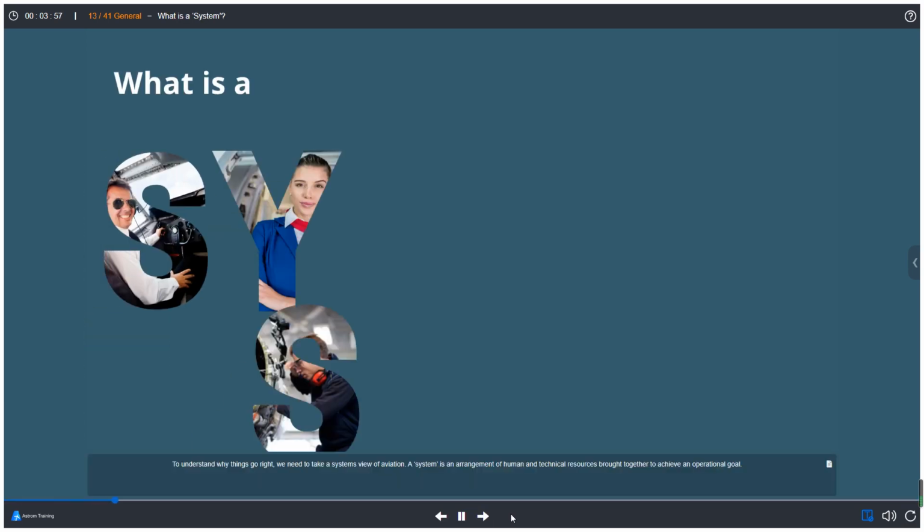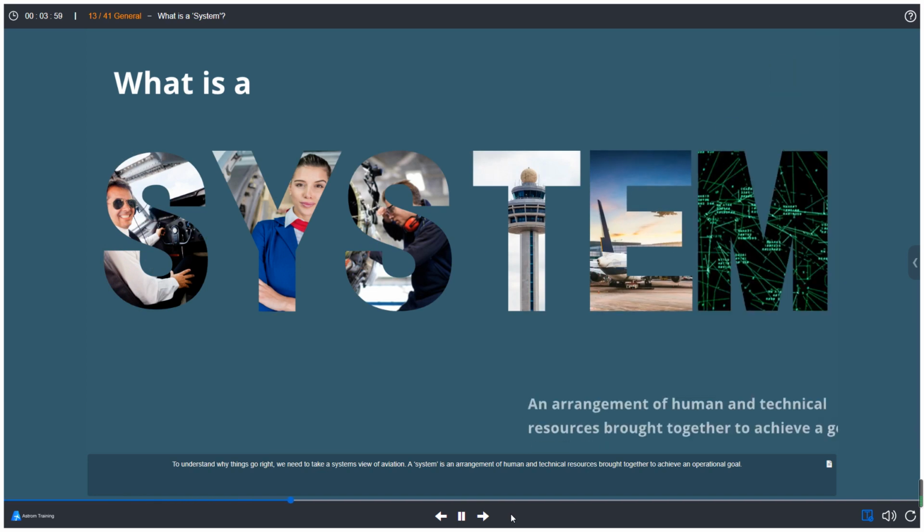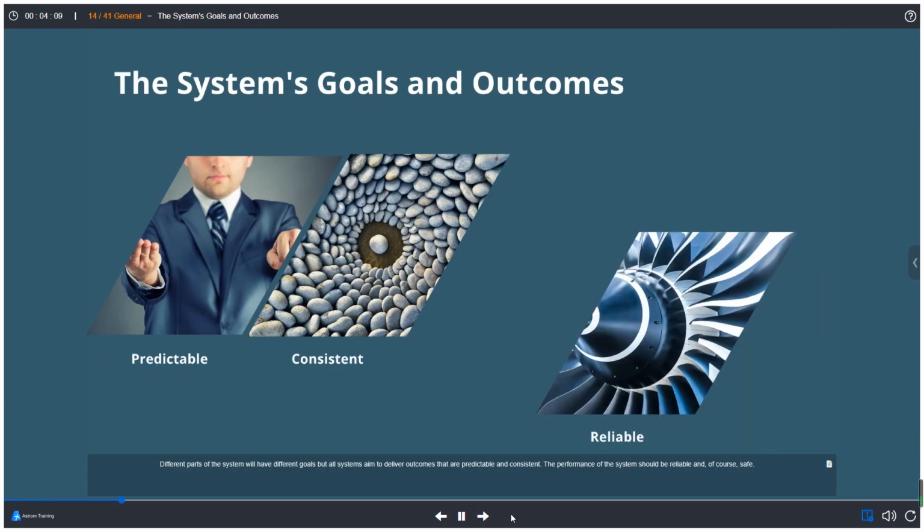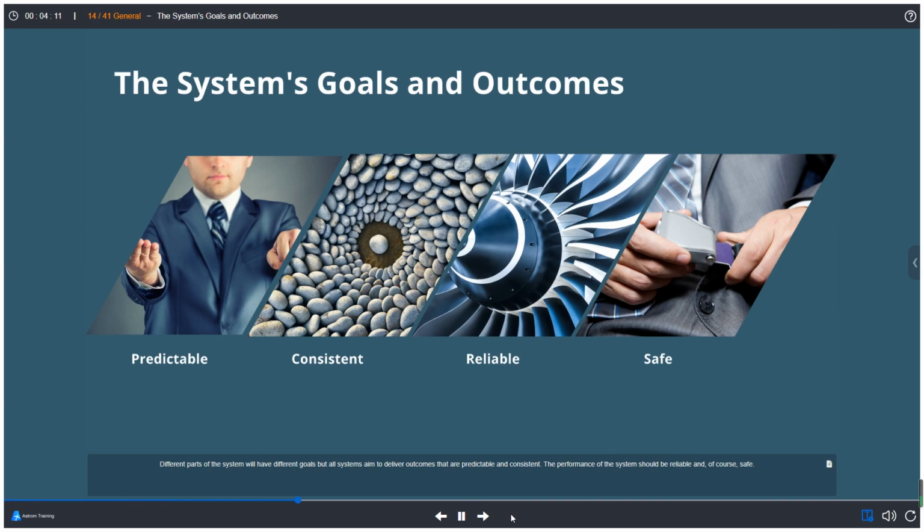To understand why things go right, we need to take a systems view of aviation. A system is an arrangement of human and technical resources brought together to achieve an operational goal. Different parts of the system will have different goals, but all systems aim to deliver outcomes that are predictable and consistent. The performance of the system should be reliable and, of course, safe.